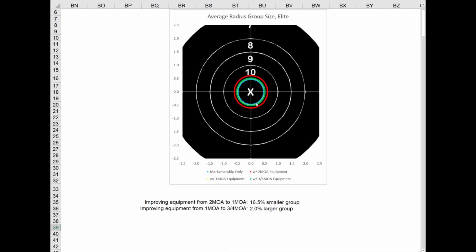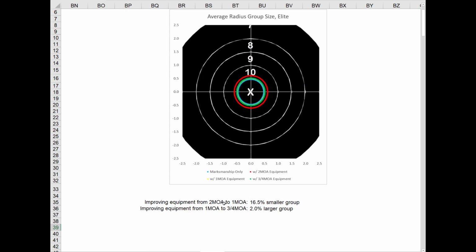And then from that blue to the red, once you add the 2 minute of angle equipment, so you've got this elite shooter, you give them the equipment that shoots 2 minute of angle. Now their group size goes from this blue circle to this red circle. So now they're kind of shooting an inside 10 is where the average shot radius is.